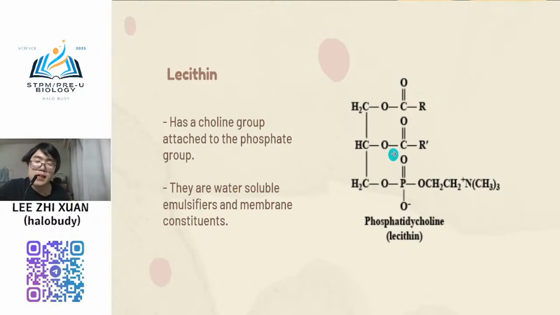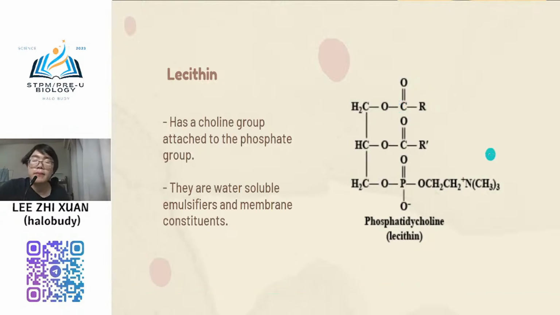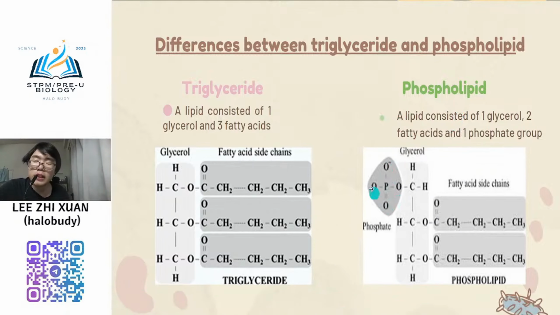So the difference is that they are partially soluble in water. Compared to the fatty acid, the fat triglyceride totally cannot dissolve in water. But this one is partially soluble. Why? Because this one is a polar group, and these two, of course, are non-polar. So this is the difference. You can see that phospholipid contains one phosphate group here. In triglyceride, there is no phosphate group, 3 of them are fatty acids. So phospholipid only contains 2 fatty acids.